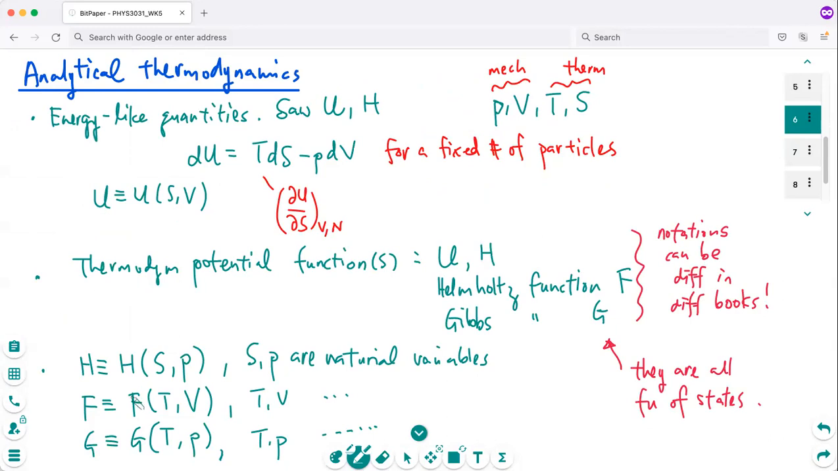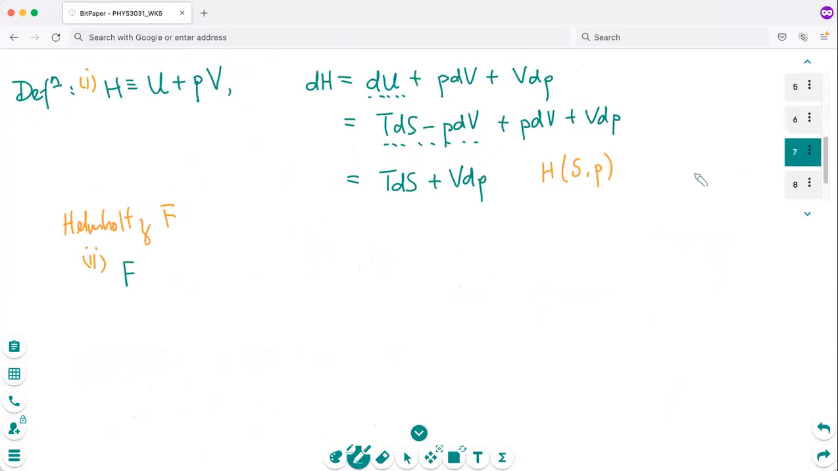Now, F, again, I compare with my U, right? I want to keep the mechanical part. So the Helmholtz function, I want to keep the mechanical part. I want the volume as the natural variable. I want to change from S to T. And the hint is identical. I have this TdS here. I want to kill this TdS. How do I do it? I will define it such that when I take the differential, I will be able to kill the positive TdS.